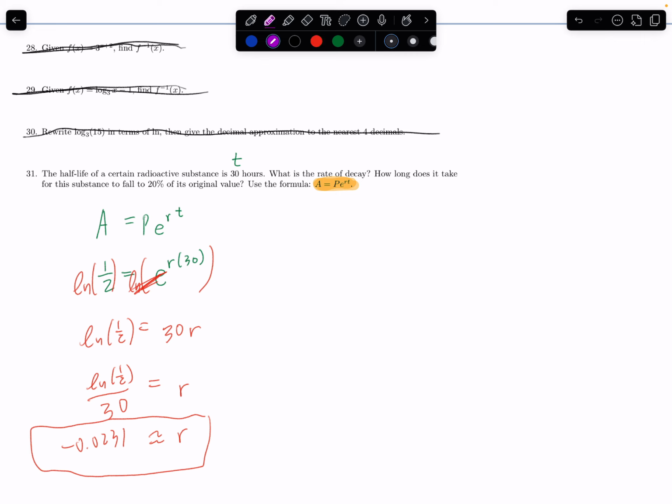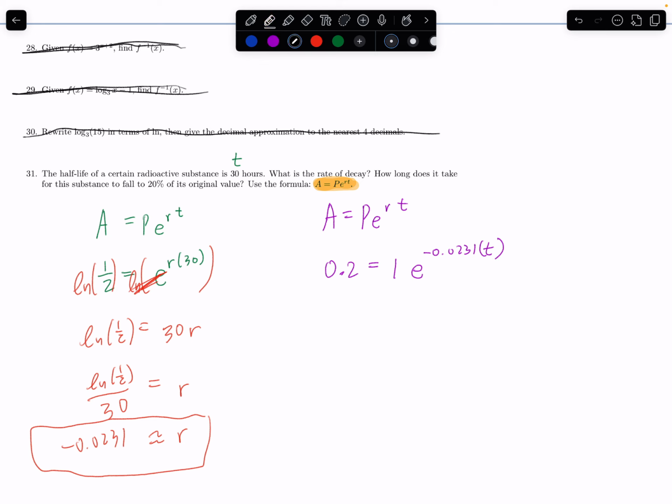All right, so we're going to come back to our original A is equal to P e to the RT. And we're going to fill in the parts that we know. The only thing that we don't know is the time that we're trying to figure out, right? So A, 20%, you could write that as 20. And P is 100. Or if you prefer, you could write it as 0.2. And P is 1. E to the negative 0.0231 times T. And T is the thing we're trying to figure out.